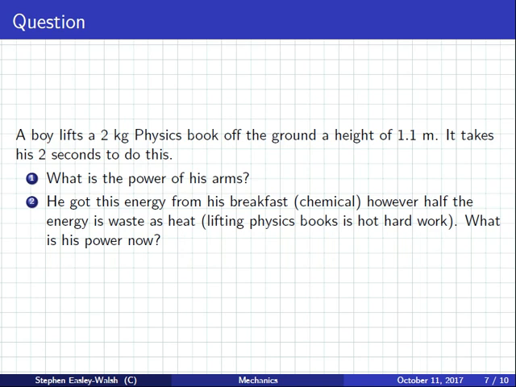Now, he got this energy from his breakfast. However, half the energy is wasted as heat. What is his power now? Yeah, the efficiency is 50%. The output is still the same. He's still doing the same job, but the input from his arms is different. The input and the output aren't the same. If he's only 50% efficient, does his arms need to be more powerful or less powerful? More powerful, because half of his energy is wasted. So his arms need to be twice as strong.